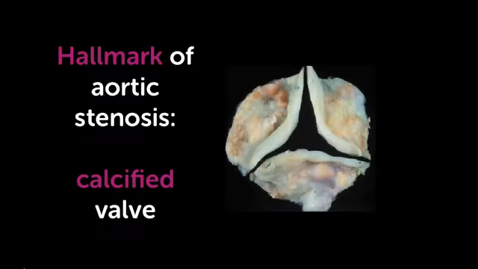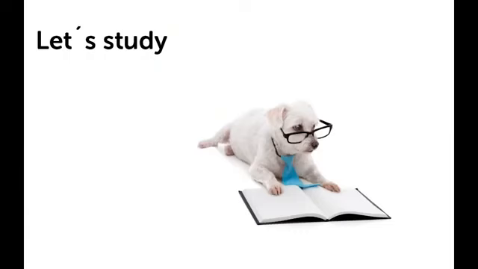The hallmark of aortic stenosis is certainly the calcified valve. In addition, you will find a reduction in the aortic valve opening and motion. But this is not always the case, as you will later see. Let's study a few aortic valves.